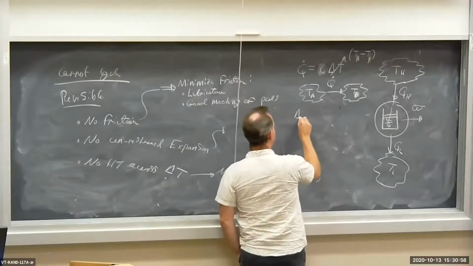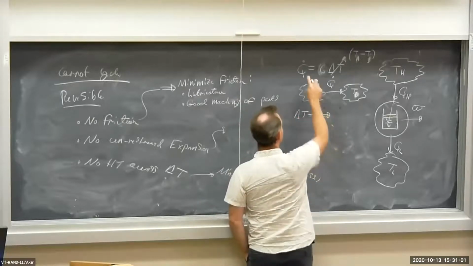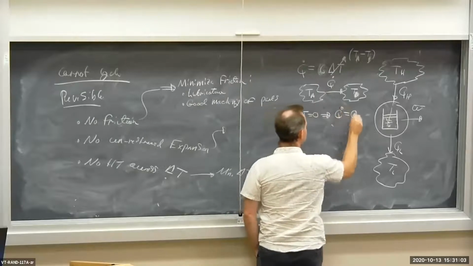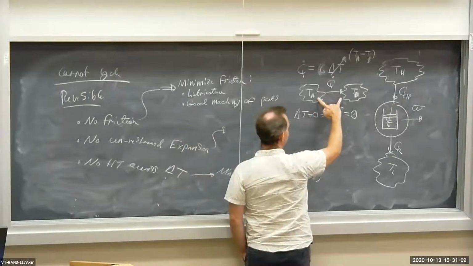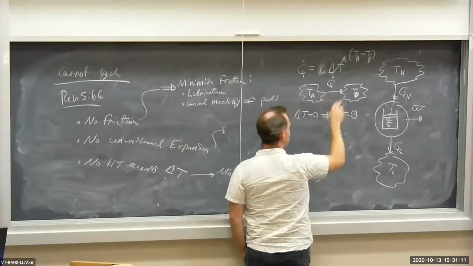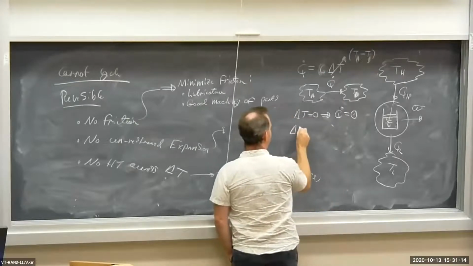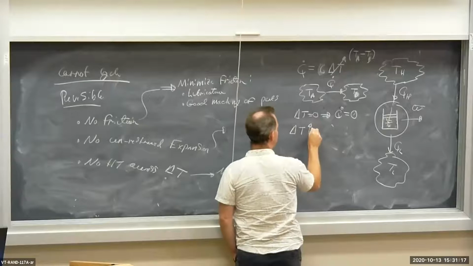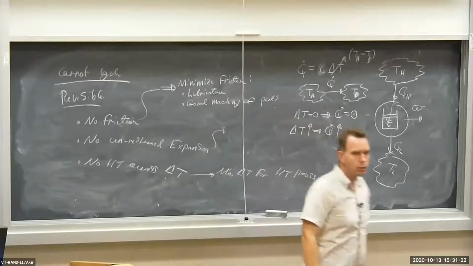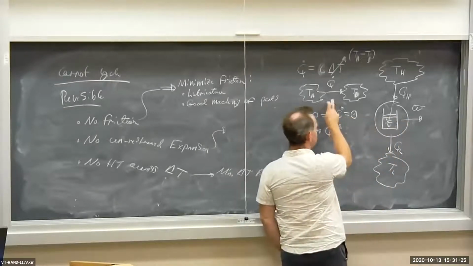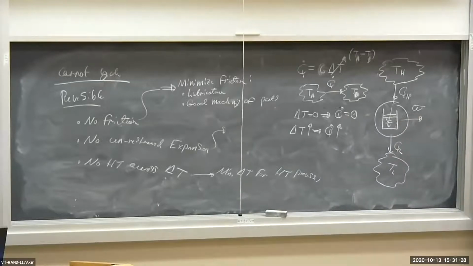So delta T equals 0, no heat transfer. As delta T goes up, so this becomes much hotter than this is cool, heat transfer increases. So as the temperature difference, delta T, goes up, the rate of heat transfer goes up. So heat transfer is proportional to the temperature difference between systems. That's typically how it works in real life. Q dot is proportional to a temperature difference between systems.